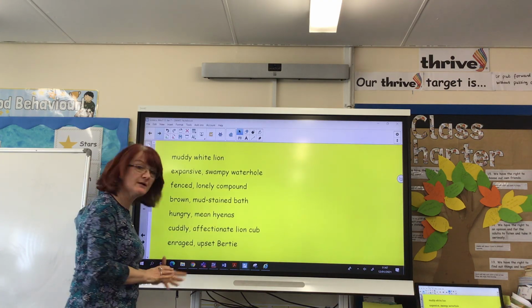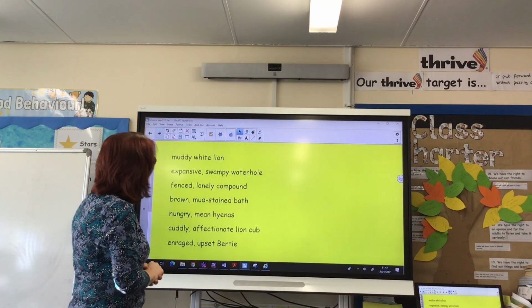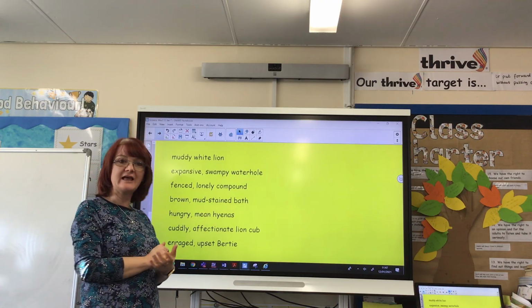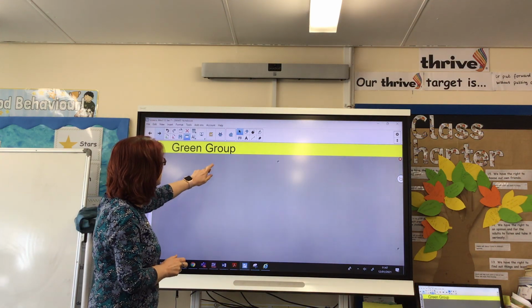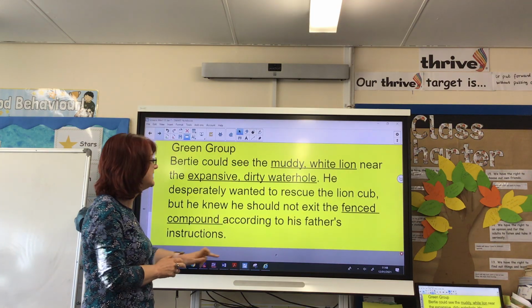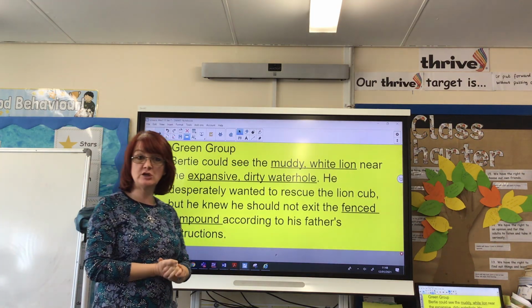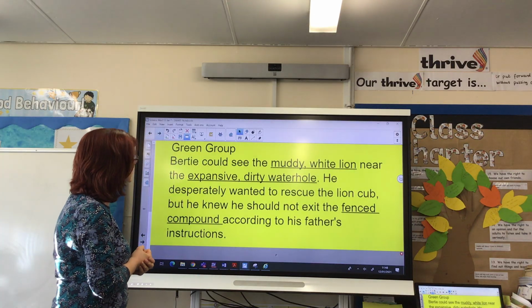And we talked about the noun phrase yesterday, making sure we've got some adjectives in there and extending that noun, that naming word. What I've done today to show you is to turn this into a little bit of a paragraph. And I've underlined the noun phrases so you can see how I've embedded that into my little description. Let's have a read of this.